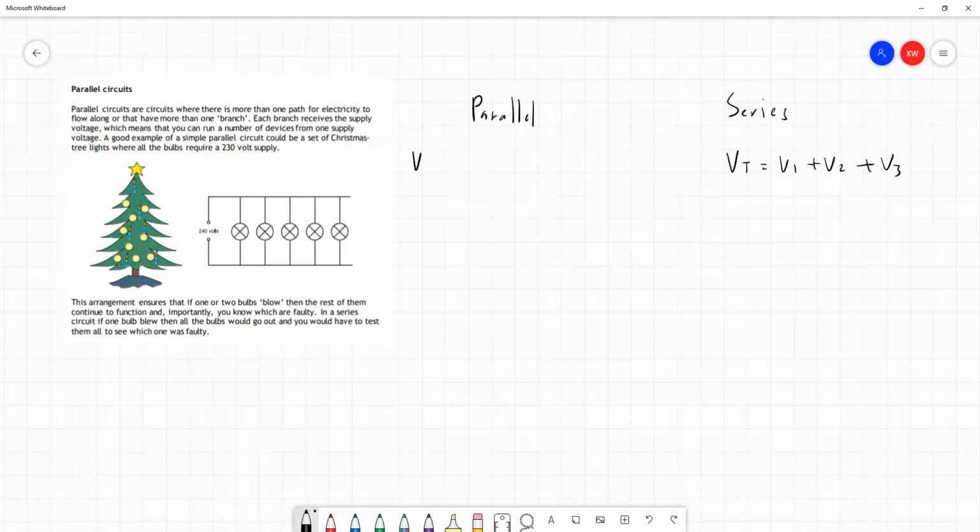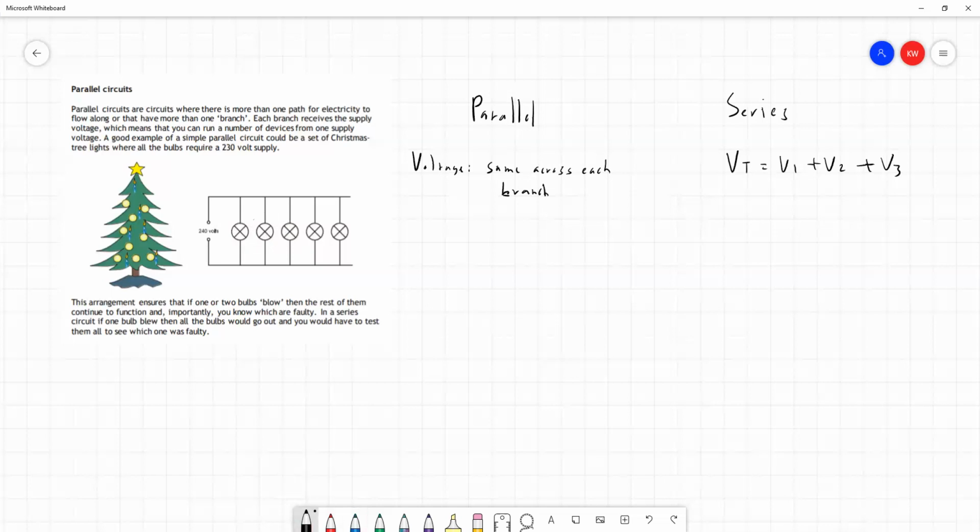In a parallel circuit, for voltage, it is the same across each branch. What that means is that the voltage across this bulb, this bulb, this bulb, and every other bulb, the voltage across every bulb is the same as the section of circuit they're connected across. In this case, they're connected across a 240 volt supply. So there's a 240 volt voltage supplied to each of the bulbs here. And it's the same across every branch that's connected in parallel.